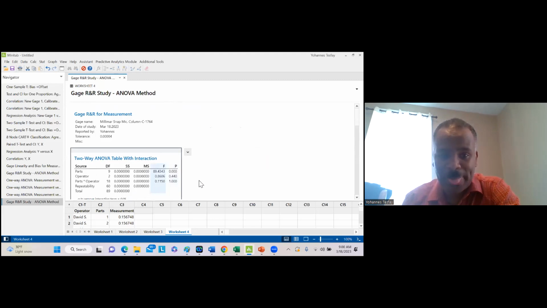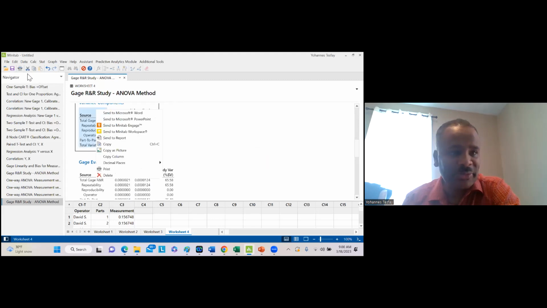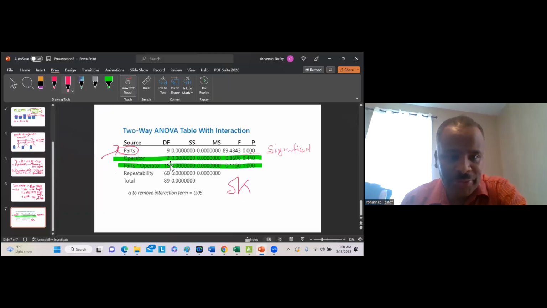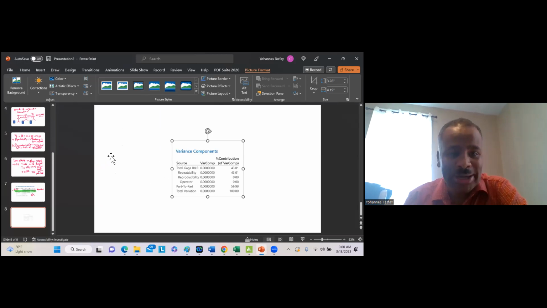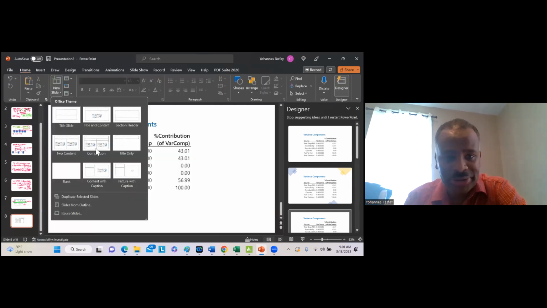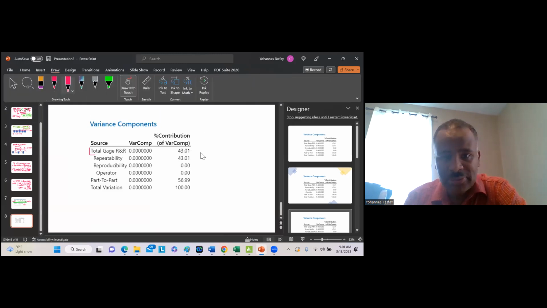Just forget about this. Then now when we come here, it's going to tell us some information about the gauging. Here you're going to do all these things. You see, total gauge R&R variation. Okay, total variation is how much? 43%. Okay, 43%.